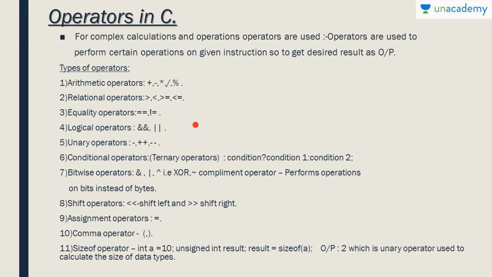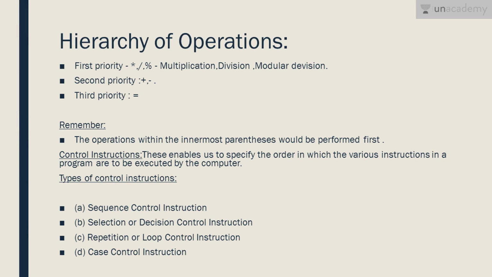In total there are 11 types of operators nowadays, right? The hierarchy of operations is not prioritized here, and you need not just read this one time. You will easily understand what I am saying. So let's move ahead and see the types of control instructions. But before that, remember one thing: the operations within the innermost parenthesis are performed first. And as I told you, they must be performed in a sequential manner, right?